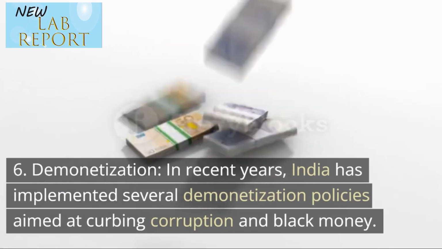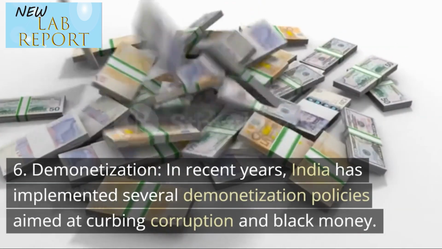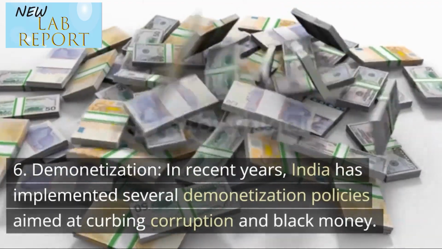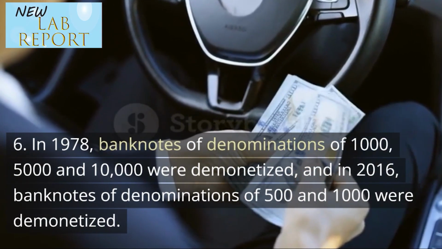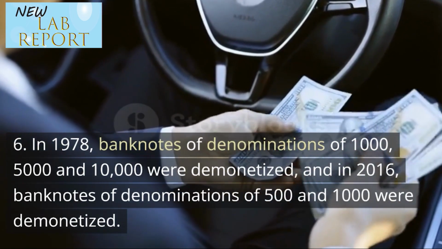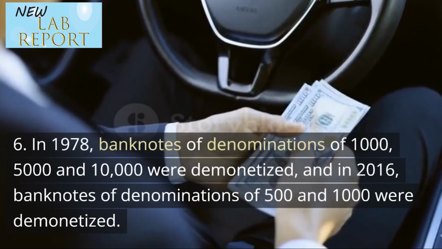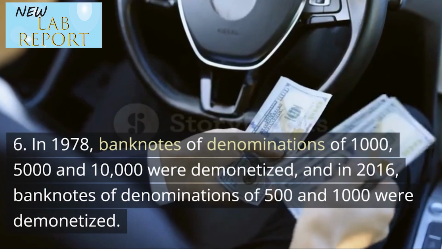6. Demonetization. In recent years, India has implemented several demonetization policies aimed at curbing corruption and black money. In 1978, banknotes of denominations of 1,000, 5,000 and 10,000 were demonetized, and in 2016, banknotes of denominations of 500 and 1,000 were demonetized.